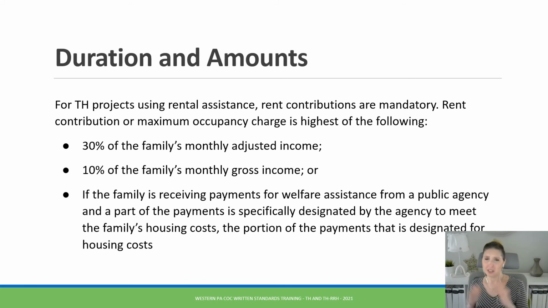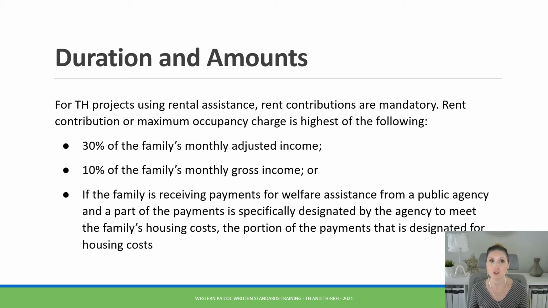So that was the general gist of how long someone can stay in the program, but in terms of specific amounts of assistance that they can receive. For TH projects using rental assistance, so this is rental assistance only, not the TH projects that use leasing dollars, rent contributions are mandatory. Rent contributions or maximum occupancy charge is the highest of the following.